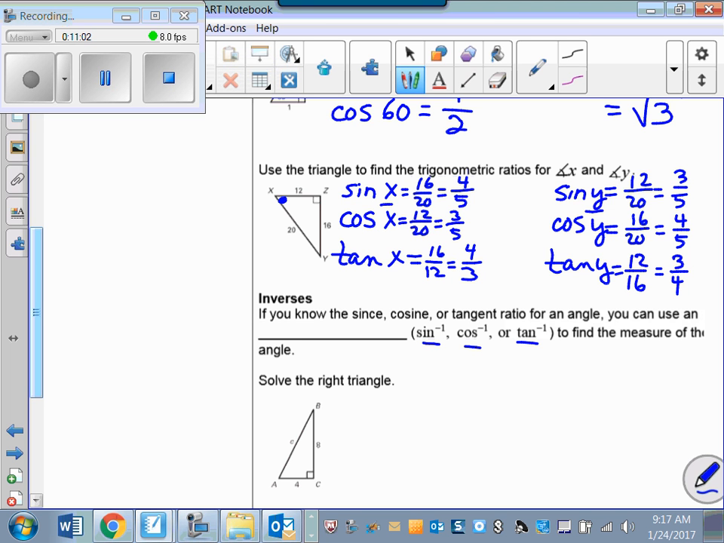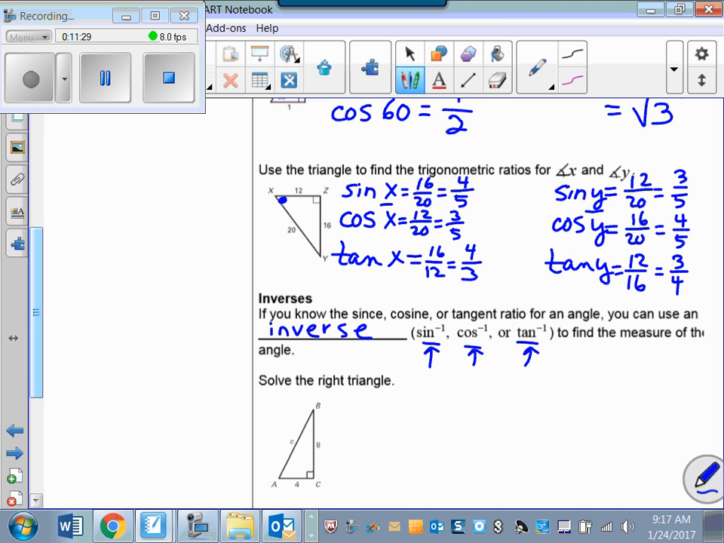So whenever you see this sine to the -1, cosine to the -1, the little -1 exponent with your trig function, that means I'm trying to find the measure of an angle. All right, so you can use, what do we call this here? You can use an inverse. You can use an inverse to find the measure of the angle.